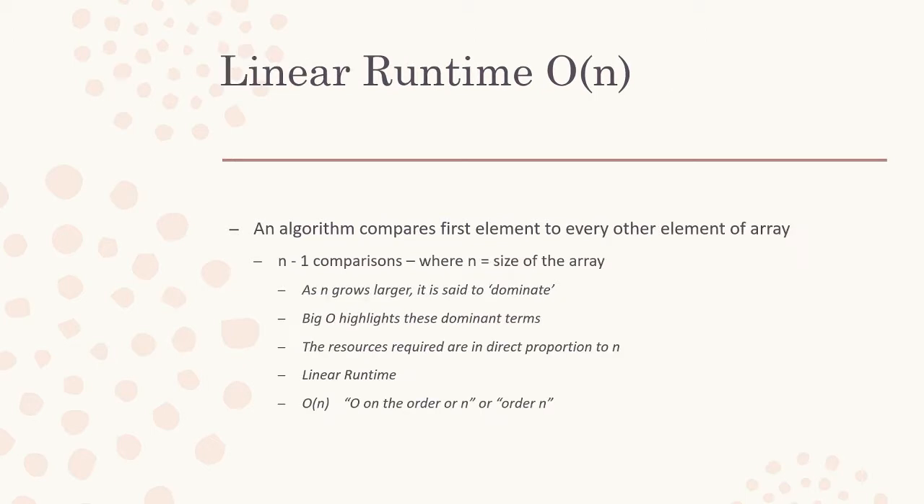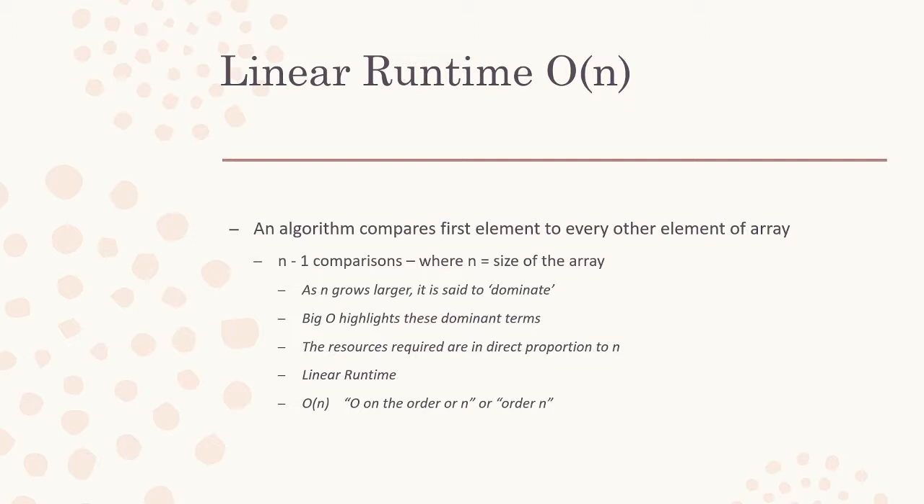Now, a more realistic option is O on the order of n, or order n, where n is the number of elements that we're processing, either in an array or in a database or whatever case our data may be. So whenever we're looking at an array and say we want to do some sort of sort, we could implement an algorithm where we compare the first element in an array to every other element in the array. This would give us n minus 1 comparisons.